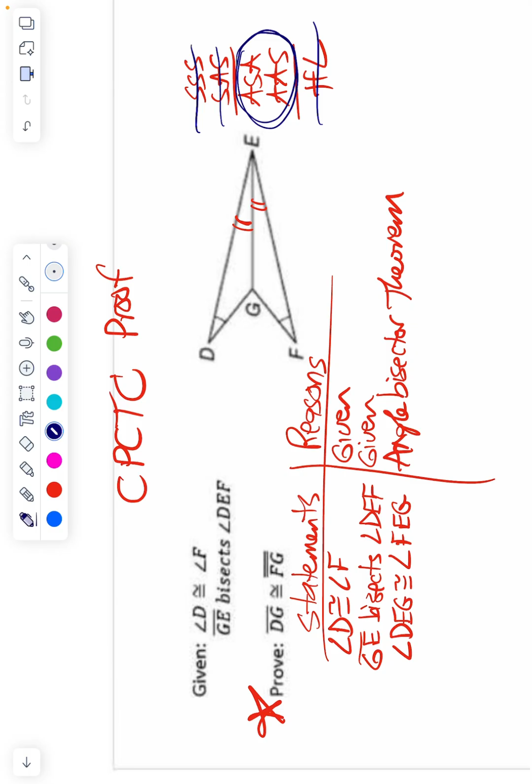It's not going to be ASA, but good thought. Because for ASA, we need a side, and that would be this side and this side. Do we know anything about those? We're trying to prove these two sides, so we definitely don't know those. Do we know anything about this one? Tell me about that one. It's nothing to do with the bisector. What does that mark mean? Reflexive property. Yeah, so this is not an angle. So GE is congruent to EG because of the reflexive property.